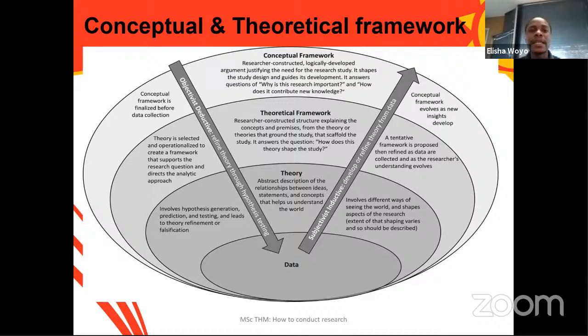So for you to be able to create a conceptual framework, you should have selected the theory first. Then you use that theory to operationalize the creation of a framework, and this framework should support the research question. So your choice of theory should be based on the research question that you want answered. If you're looking at agritourism, the development of the curricula and so forth, does it have anything to do with stakeholders as part of the research question? If it doesn't, then it means stakeholder theory does not help you in that.